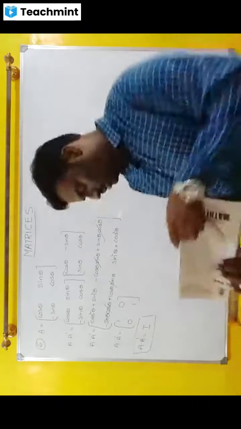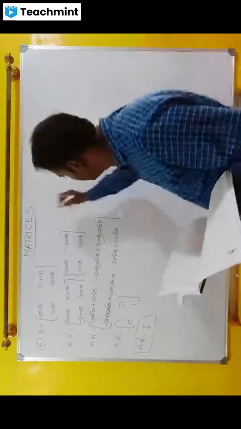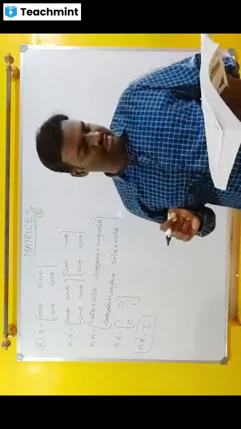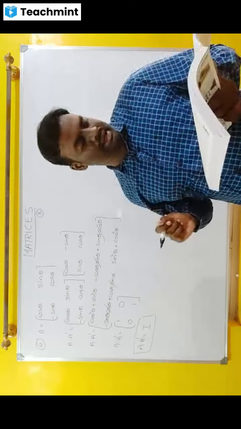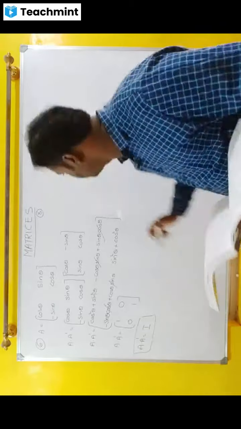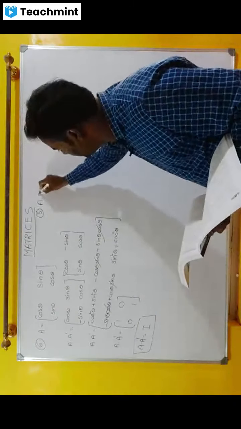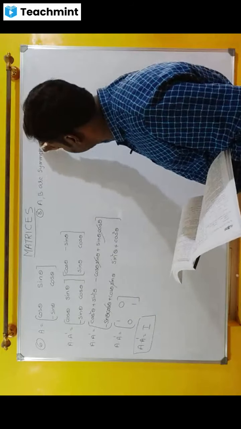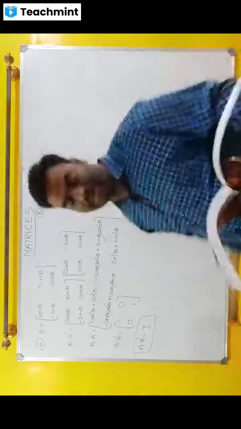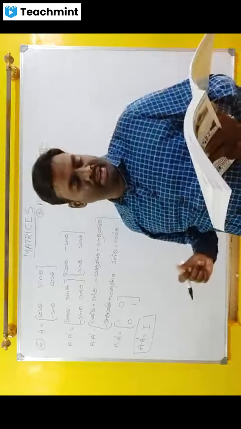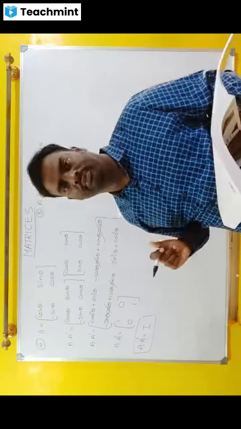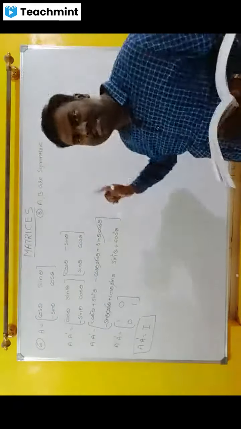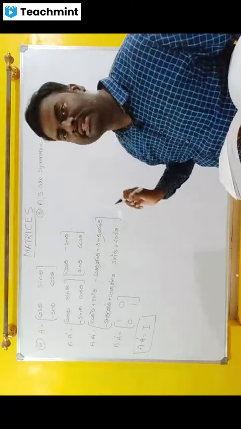Okay. Next we will discuss question number 8. See, in question number 8, what is given? A and B are symmetric matrices. A, B, both are symmetric. This is the condition. Now, which of the following is not true? Okay. The given condition is that A and B are symmetric matrices. Which of the following is not true?